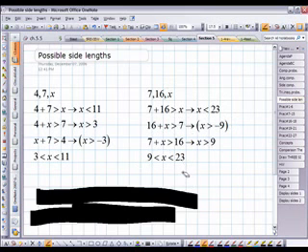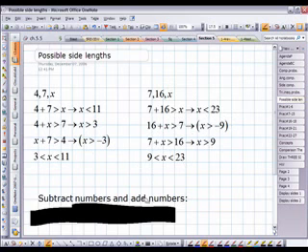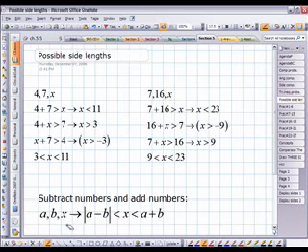So the shortcut to this, because there is a real easy shortcut, is all you've got to do is subtract the numbers and add the numbers. 4 plus 7 is 11. 7 minus 4 is 3. 7 plus 16 is 23. 16 minus 7 is 9. Here's sort of a general formula: you add them and then you subtract them, the absolute values, so that we don't get these negative possibilities.